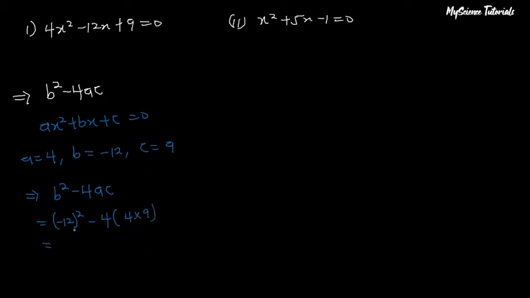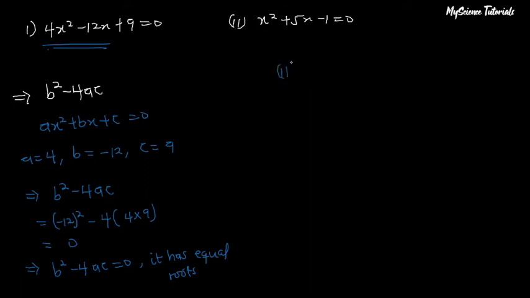Now if I compute this into the calculator, I'm going to get a value of 0. So this implies that my b squared minus 4ac is equal to 0. And remember, we said that when the discriminant is equal to 0, it means it has what? It has equal roots. It has equal roots. So the nature of the root of this quadratic equation is that it has two real and equal roots.